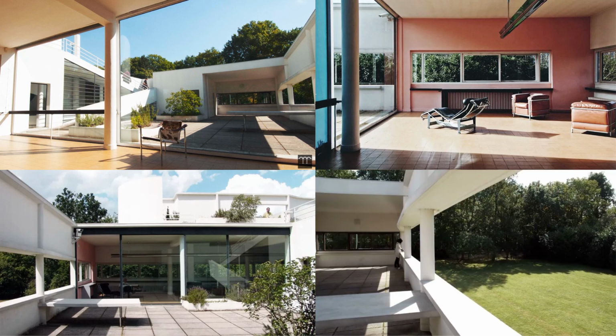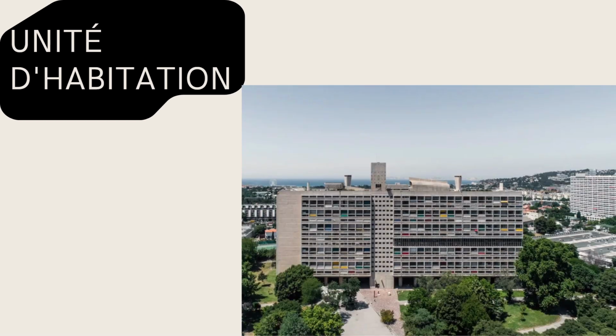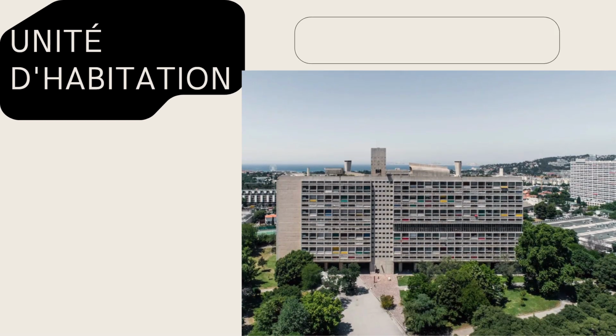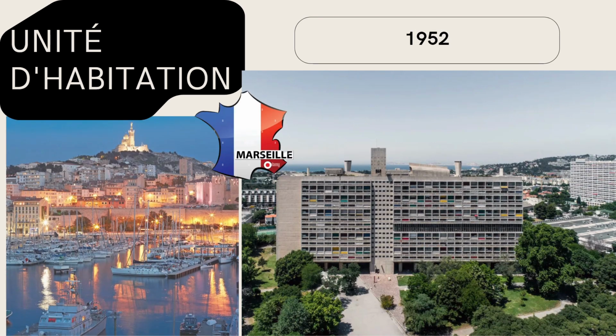Le Corbusier called it his Parthenon, emphasizing its architecture's importance. Among Le Corbusier's many influential works, Unité d'Habitation in Marseille stands out as a monumental example of his architectural vision. This project materialized Le Corbusier's concept of vertical housing, balancing individual and collective needs through innovative design.